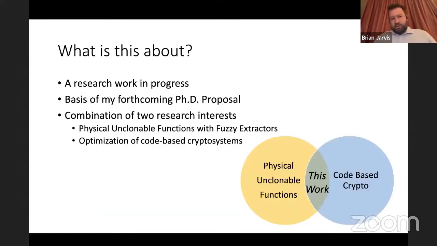So about this talk today, this is a research work in progress. It's going to be the basis for my forthcoming PhD proposal. And the idea was to combine two of my areas of interest, which are physical unclonable functions, as well as optimization for code-based cryptosystems. So that's the overlap of those two areas.